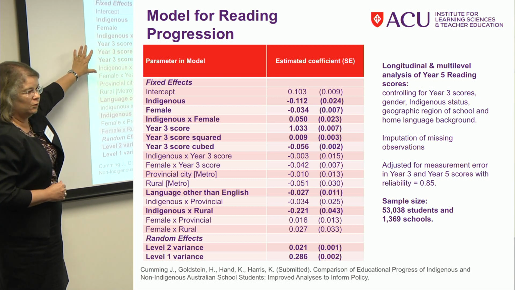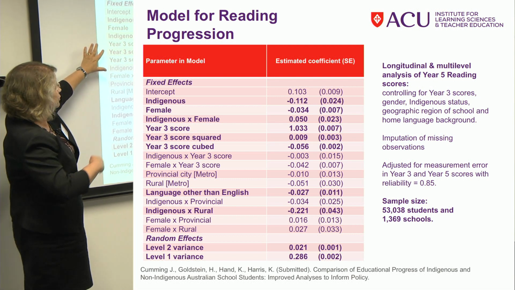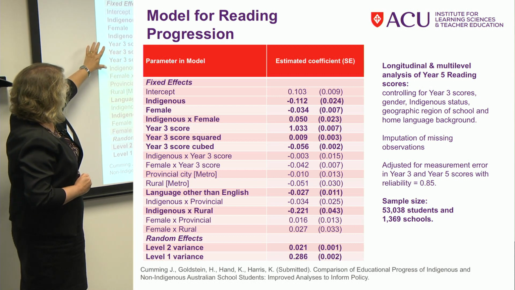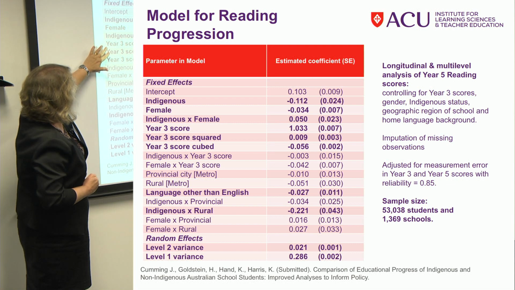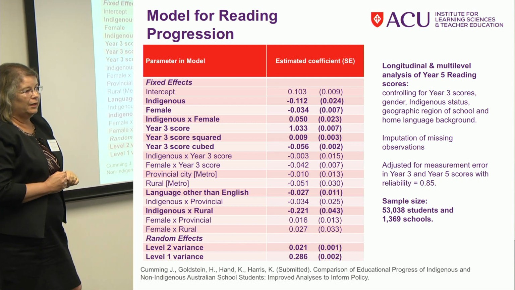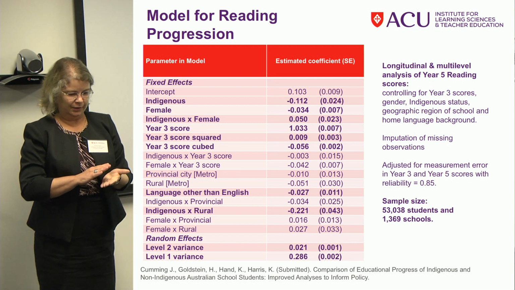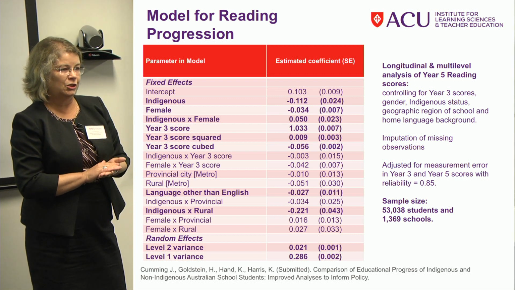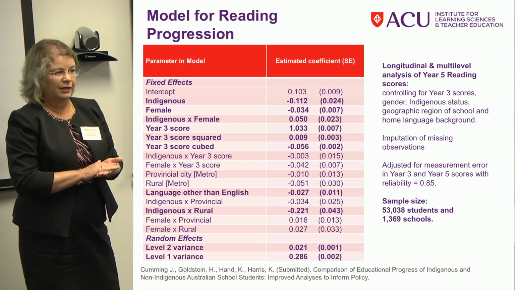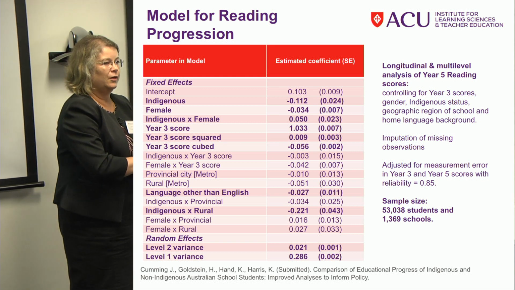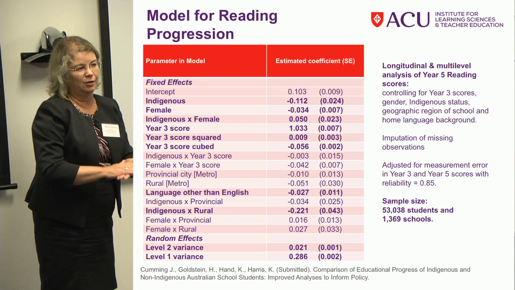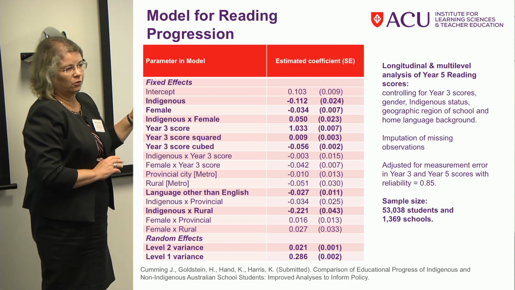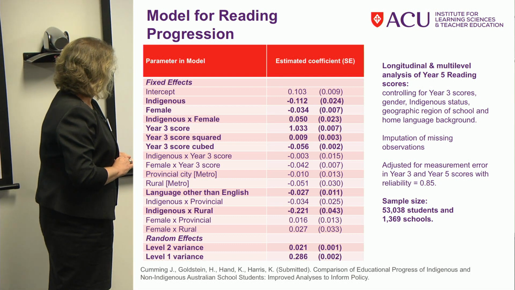Another interesting result here is that the Year 3 score is included in the model because we're interested in growth, so we're controlling for the previous score. And there's a non-linear relationship. That's what these extra squared and cubed terms mean. So the relationship between Year 5 scores and Year 3 scores in reading is not linear, which just means that the change will be dependent on whether the Year 3 score is low, medium or high. So there's not a linear change across for all children.